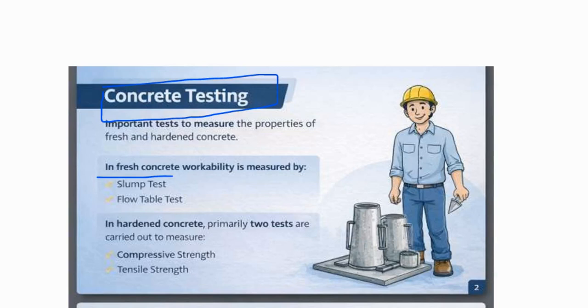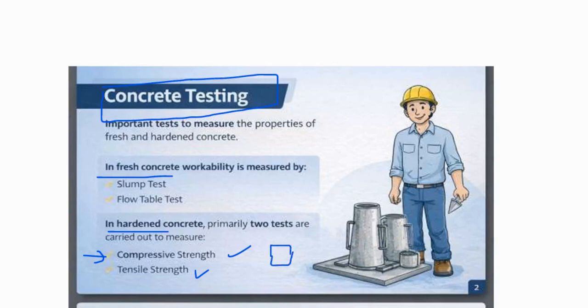When we consider hardened concrete, it means concrete after setting and curing. In hardened concrete, mainly we test the compressive strength and the tensile strength. The compressive strength test is the ability of the concrete to resist pressing load. Usually we test cubes for the compressive testing purpose.